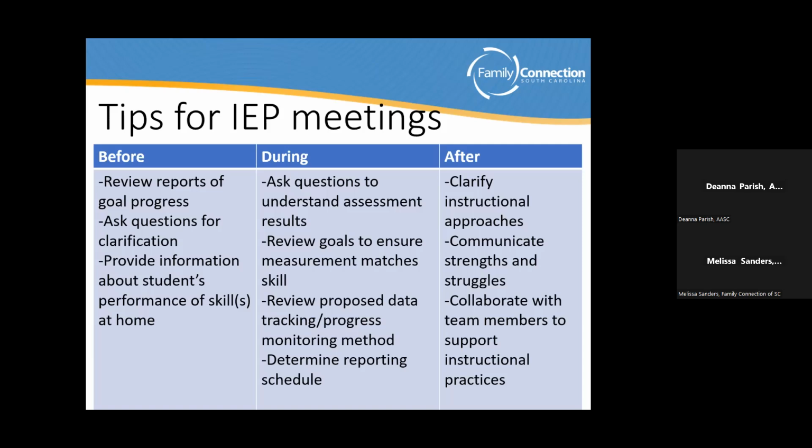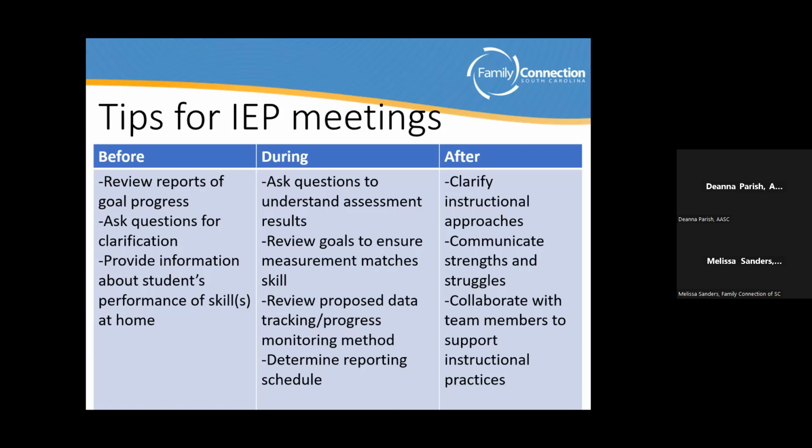Make sure to review the goals during the IEP team meeting to ensure that the measurement matches the skill. So fluency probes do match. That does match measurement of words read per minute. A task analysis does match mastery of a hand washing routine. So make sure those match.